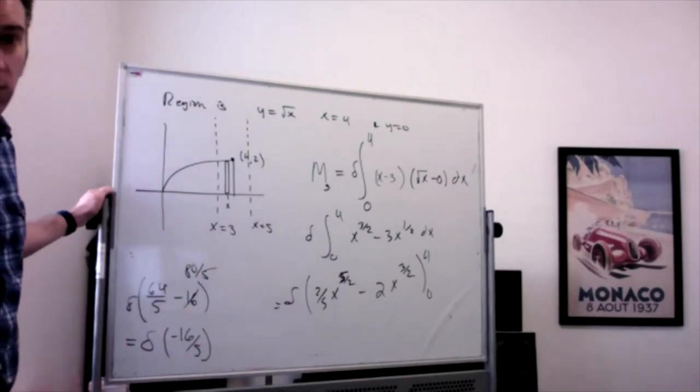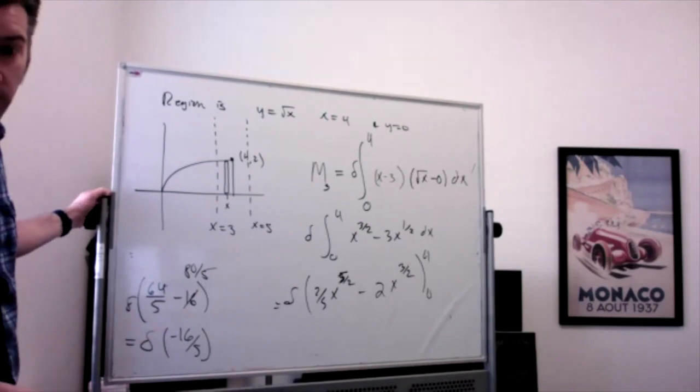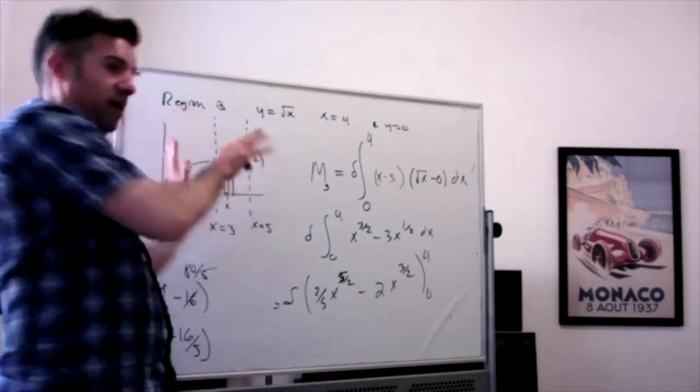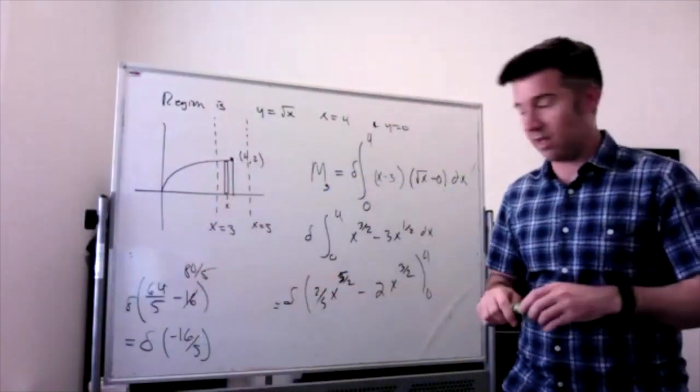So here we do get a negative moment because of how this is set up. Because there's more of a tendency to swing that way than there is to swing that way, which I know is super helpful when I do it like that.